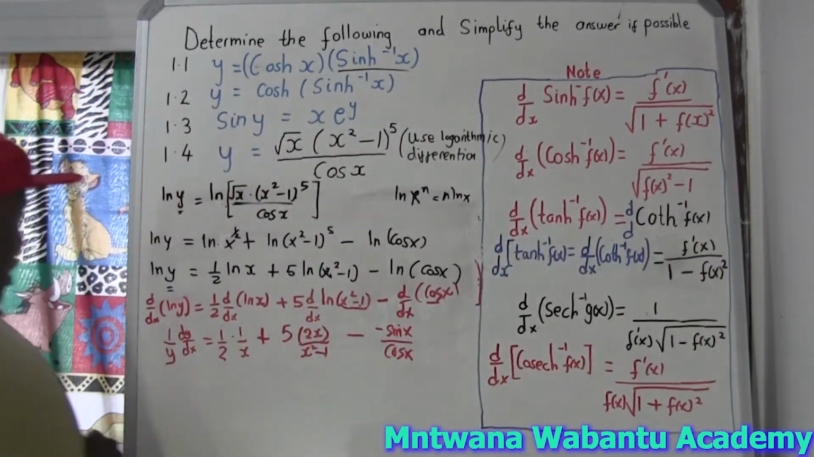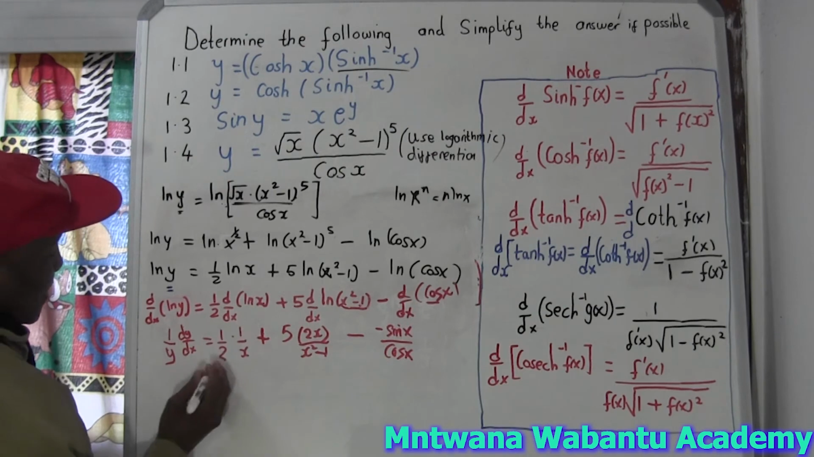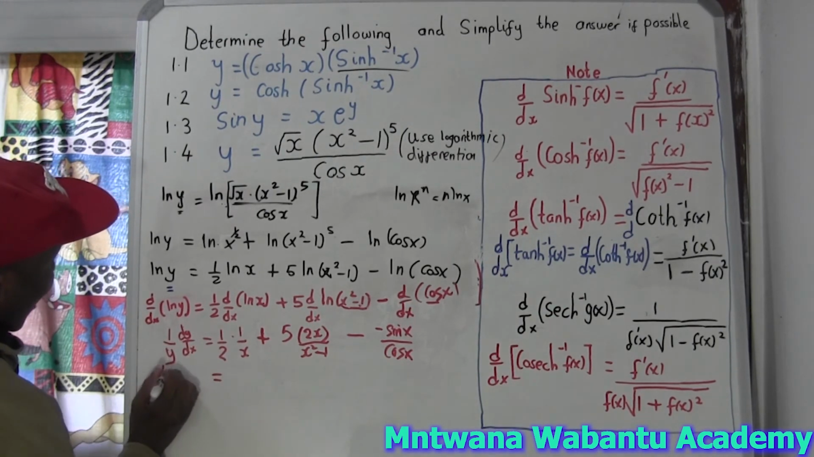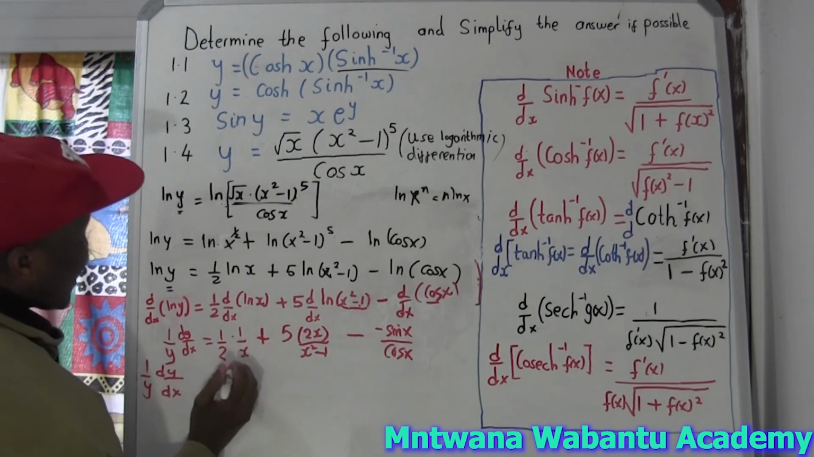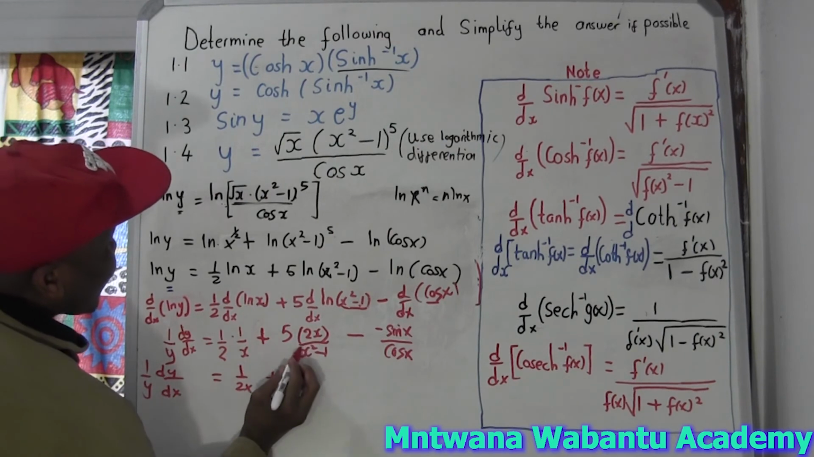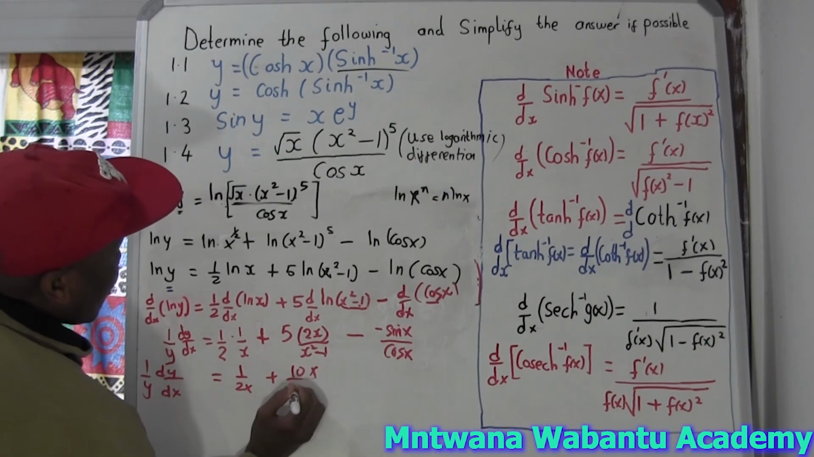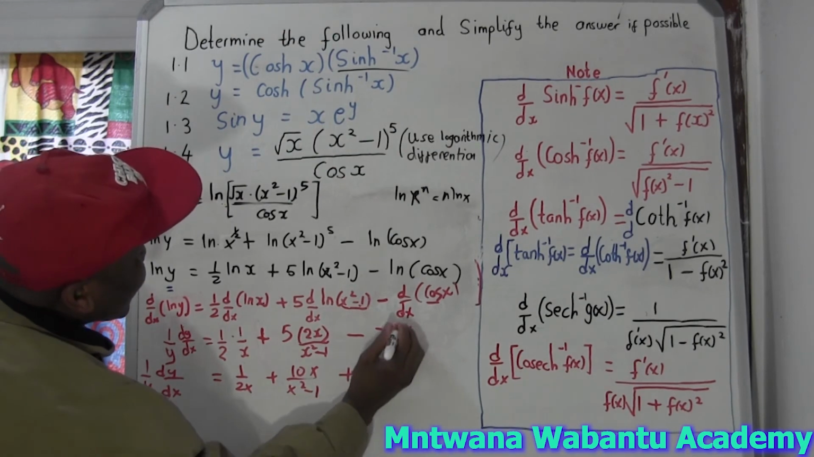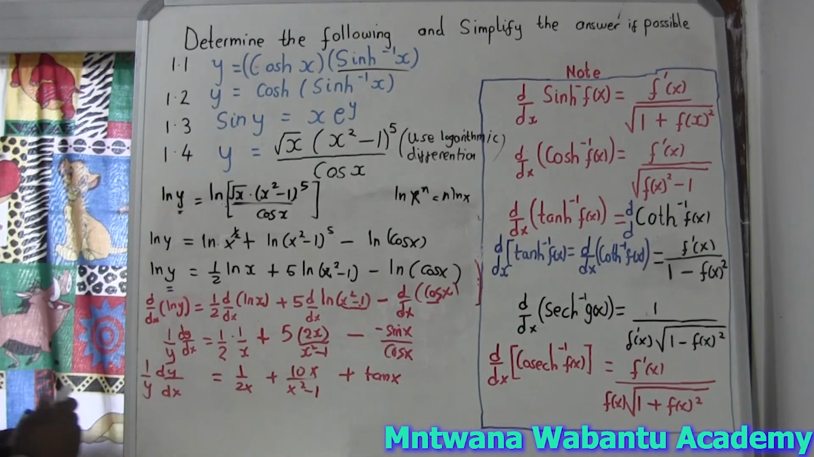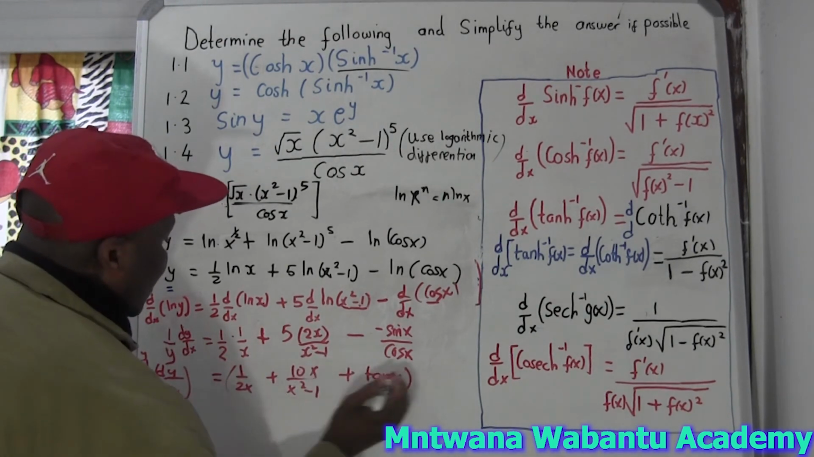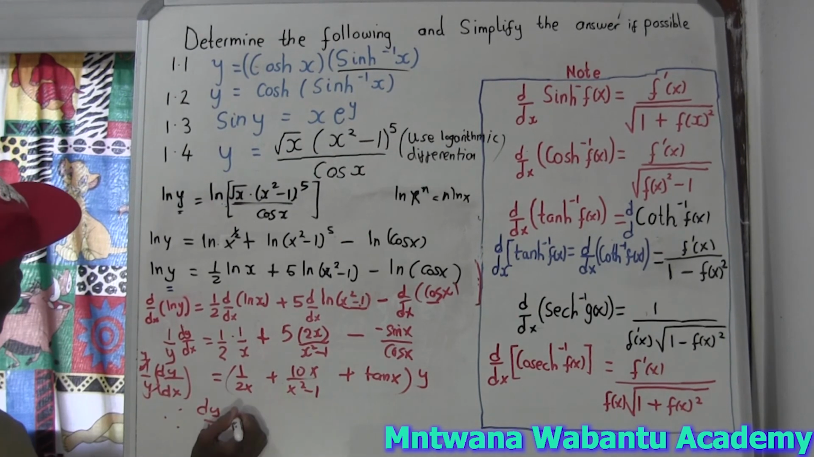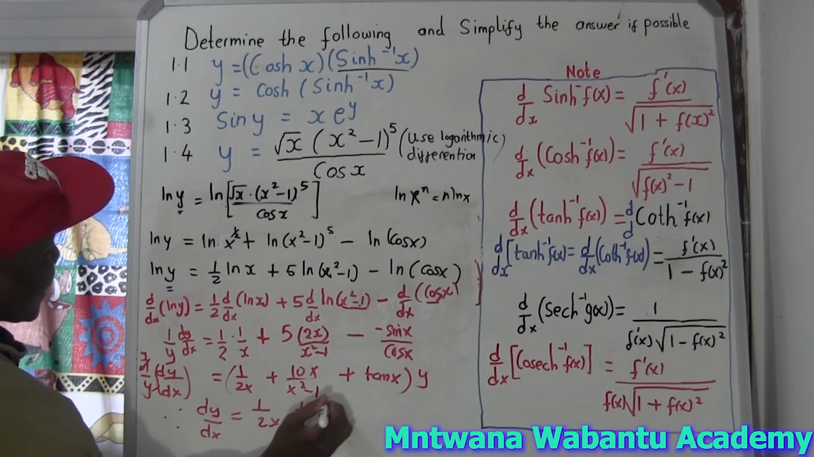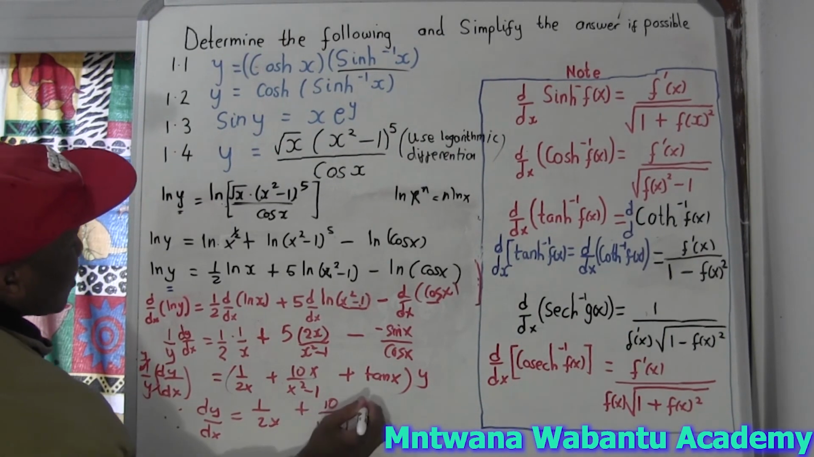So now we go. So now we have 1 over y, dy dx, 1 over y for now. We're going to substitute that. 1 times 1 is 1 over 2x, plus this is going to be 10x over x squared minus 1, and then this plus sine over cos equal to tan of x. Okay, so we want to get dy dx. How are we going to get dy dx? Multiply by y throughout. So this and this cancel, so we have dy dx equal to the expression in brackets: 1 over 2x plus 10x over x squared minus 1 plus tan of x.